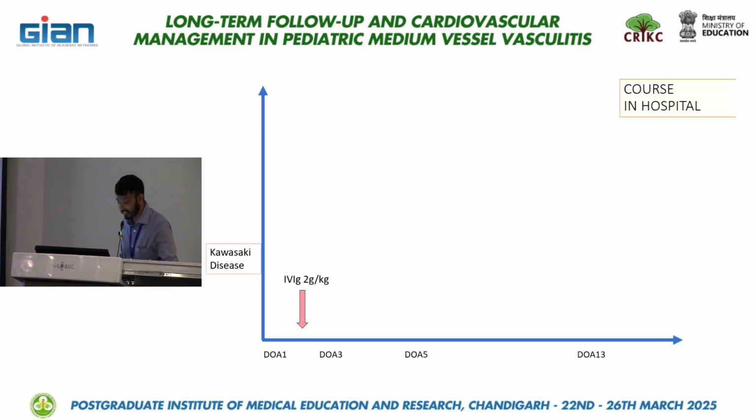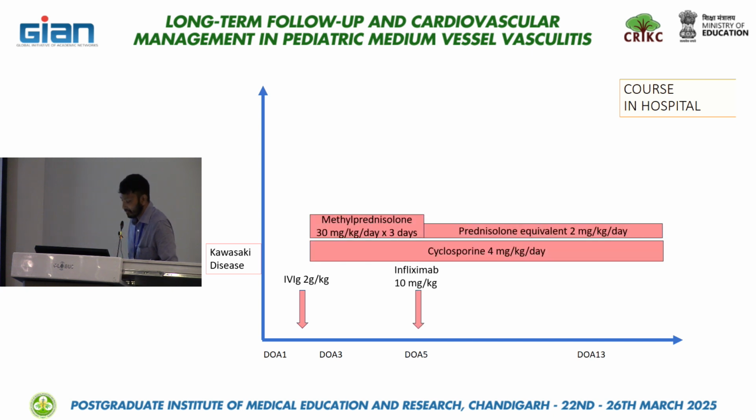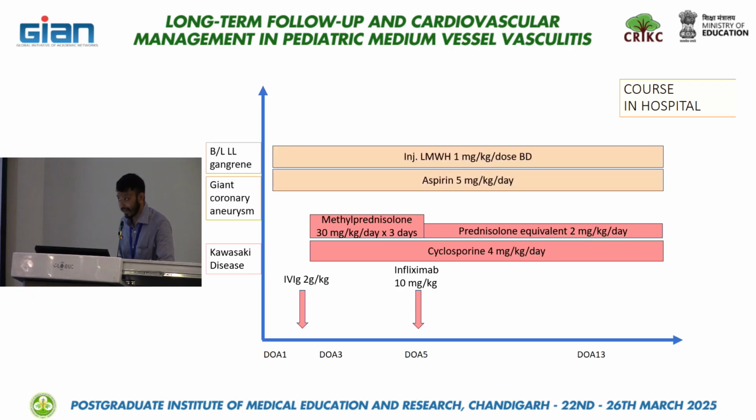Given a diagnosis of Kawasaki disease, she was given intravenous immunoglobulin at 2 gram per kg on day 1 of admission. Immunosuppression was intensified with pulse methylprednisolone, which was given at 30 mg per kg per day for 3 days, followed by prednisolone at 2 mg per kg per day. She was also given cyclosporin and infliximab at 10 mg per kg. In view of bilateral lower limb gangrene and giant coronary aneurysms, she was given therapeutic dose anticoagulation with low molecular weight heparin, and she was given antiplatelet doses of aspirin.